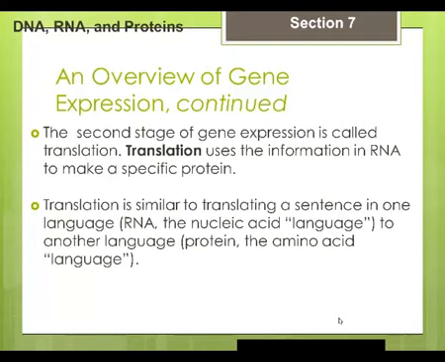So translation is similar to translating a sentence in one language into another language. So in this case the language of DNA is copied into RNA, and then that RNA is translated even further into specific proteins or amino acids.